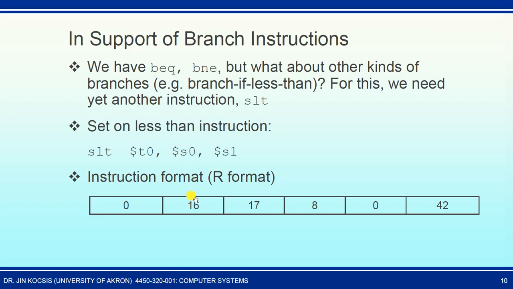And then these three segments will be RS, RT, RD. Therefore, RS is S0, which has the index 16. RT is S1, which has the index 17. RD is T0, which has an index of 8. Therefore, I can represent this assembly language by using this sequence of decimal numbers.